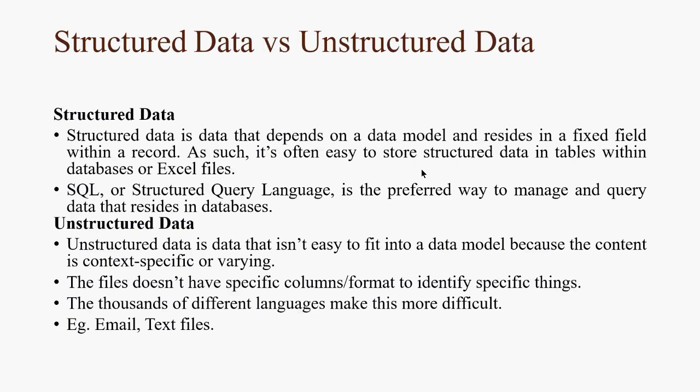Now next is the unstructured data, where files don't have a specific column or format where the data is stored in a specific way, and it doesn't easily fit into any kind of model because the content is context specific or of varying format. So the next examples are your text files and your emails. So these come under unstructured data. So possibly there is a 2 mark question where you can spot the differences between structured and unstructured data.